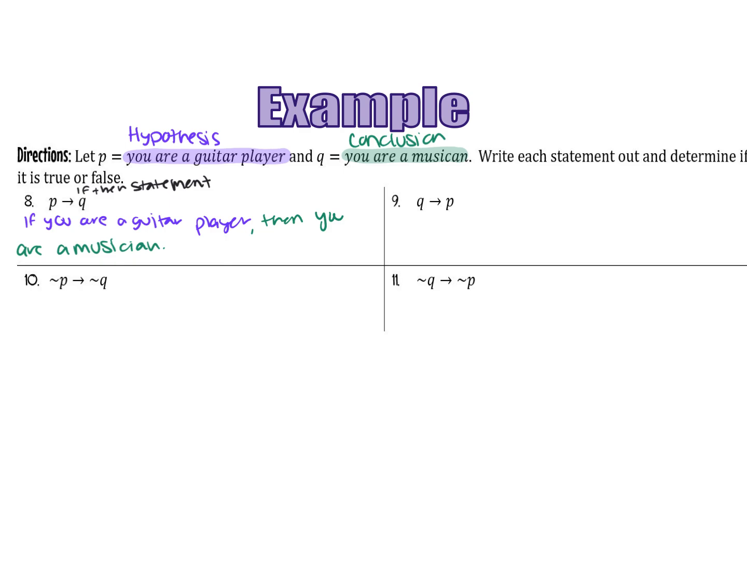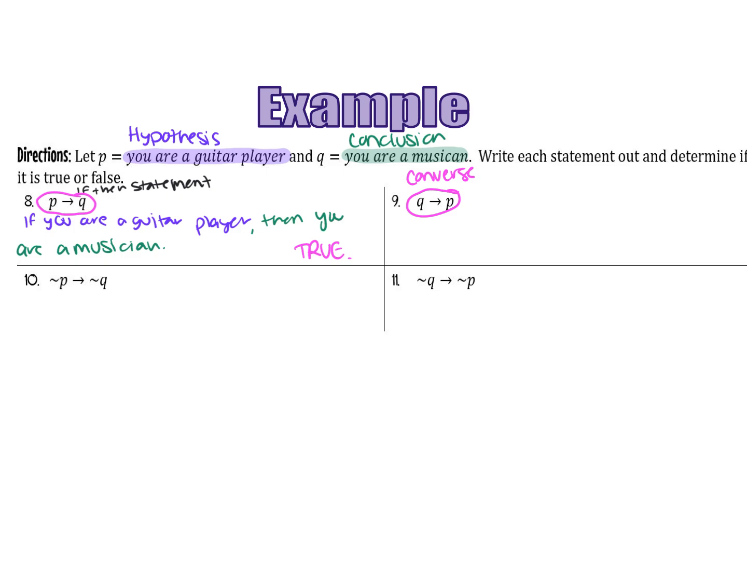If you play guitar, then you are a musician. That is a true statement. So this notation just means write the if-then, if P, then Q. As opposed to number 9, which is actually asking us to write if Q, then P, and that is the converse. So instead of writing the original if-then statement, we're going to write the converse.